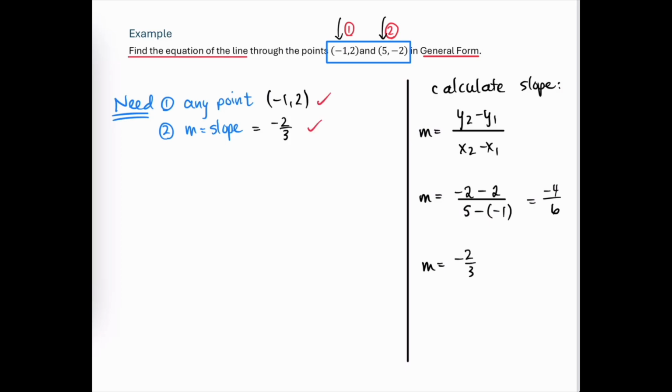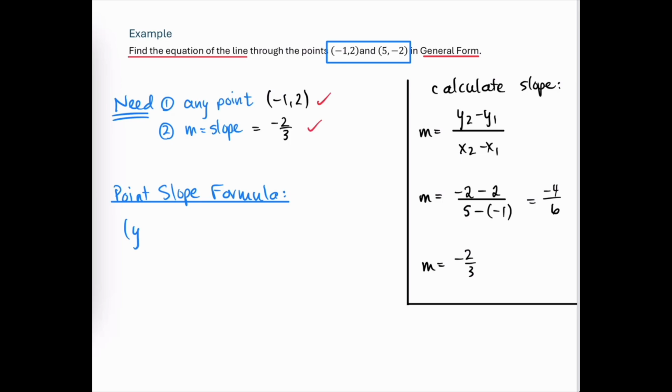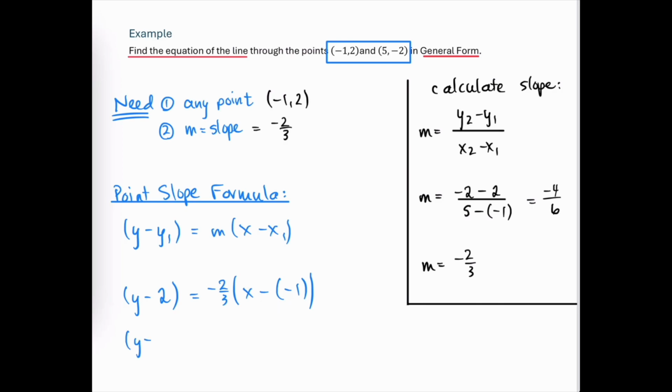And now we have what we need to continue by using the point-slope formula. Let's recall the point-slope formula is y minus y1 is equal to m times x minus x1, where x1 and y1 come from the point that we selected. So we have y minus, the y-coordinate of our point is 2, so we're subtracting 2 here, is equal to the slope that we calculated, which is negative 2/3, times x minus the x-coordinate of our point, which is negative 1. Now, anytime we are subtracting a negative quantity, we always want to change that to being plus. So let's make just that one adjustment.